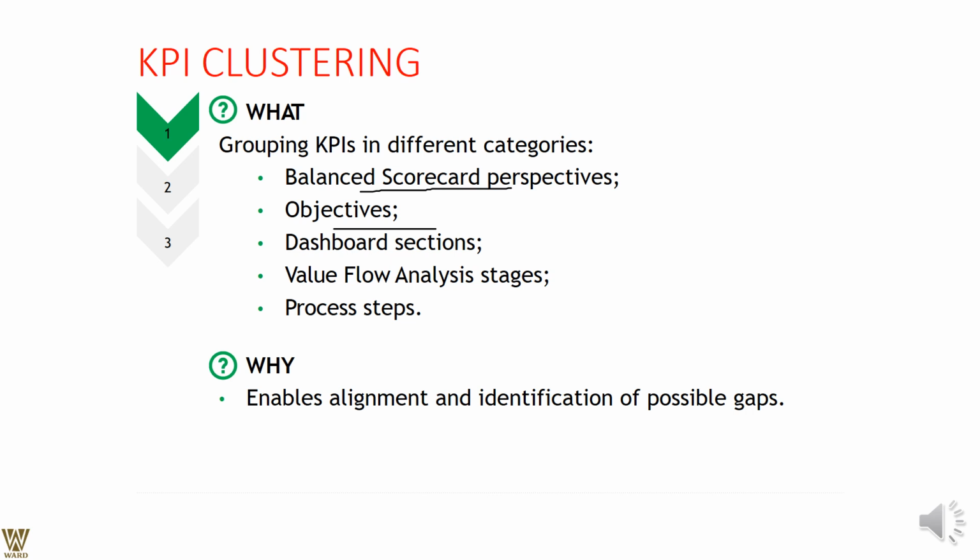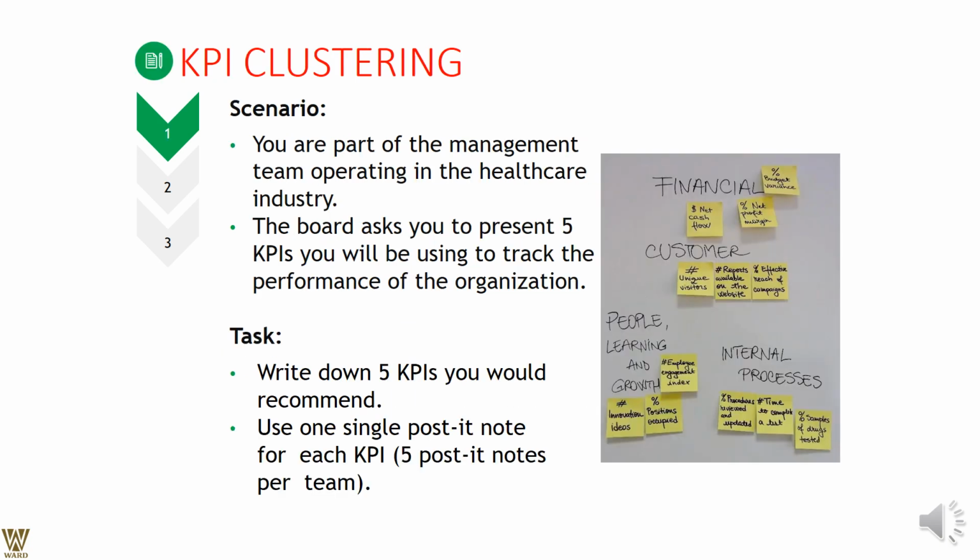So this is what we are looking at, the dashboard section that comes around it, the VFA or value flow analysis stage, which is going to add the value added at every stage of the operation of the company. That is very important, the process steps thereby. So why? It enables significant alignment and identification of the possible gaps that we need to understand. Why should we do KPI clustering? The question is all about alignment. The question is all about identification.